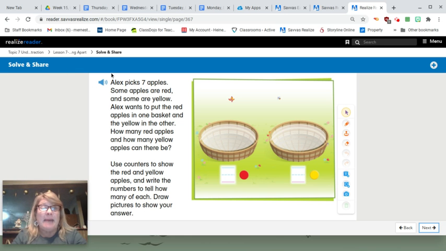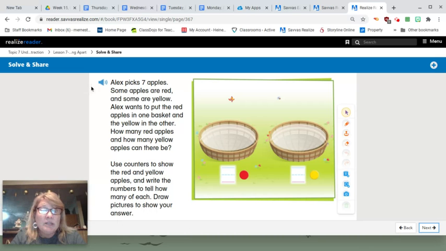Alex picked 7 apples. Some apples are red and some are yellow. Alex wants to put the red apples in one basket and the yellow in the other. How many red apples and how many yellow apples can there be? Use counters to show the red and yellow apples, and then write the numbers to tell how many of each. Draw pictures to show your answers.